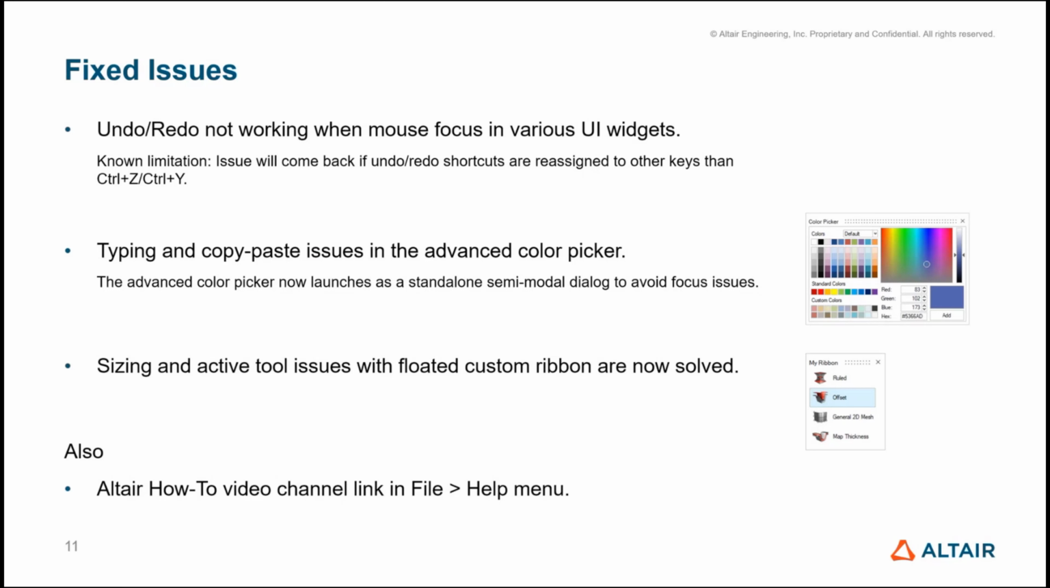So this, unfortunately, we do need to make undo redo protected shortcuts, which we're working on, but that was not possible for 2023.1. So just FYI, that's a limitation with this. This one, Amanda already mentioned, the color picker. Now, when you click on the advanced color picker, it'll pop up a separate window, and that fixes the issue with typing and copy-pasting the RGB values in this dialog. So that should be solved as well.